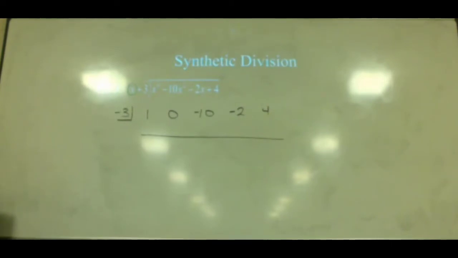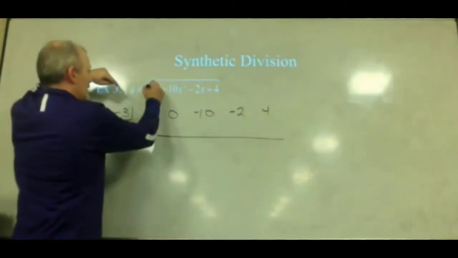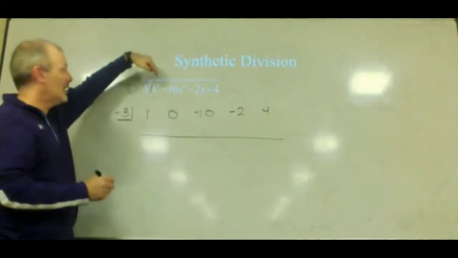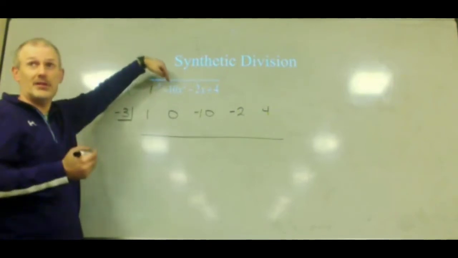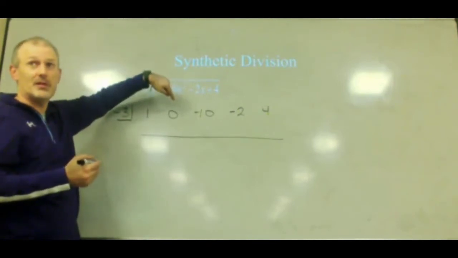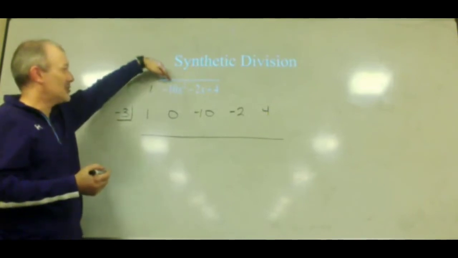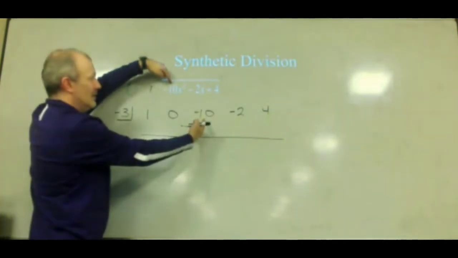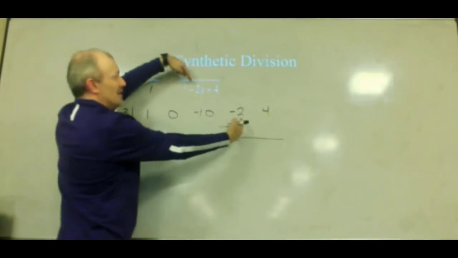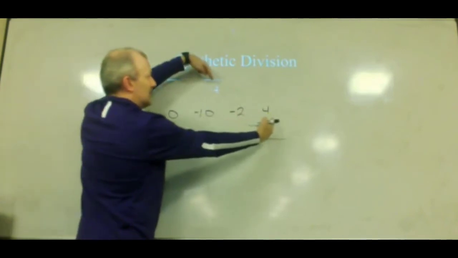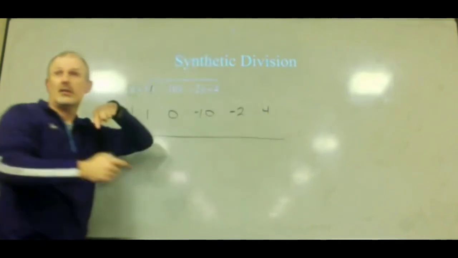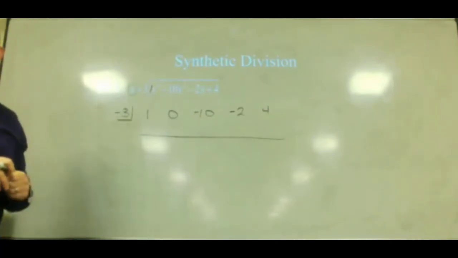Can you go back again and do the coefficients? The coefficients, this is a 1, x to the 4th. For x cubed, we don't have one, so we have to put in the 0. And then for the x squared, it's the -10. For the x, it's the -2. And for the constant, it's the 4. Does that make sense?